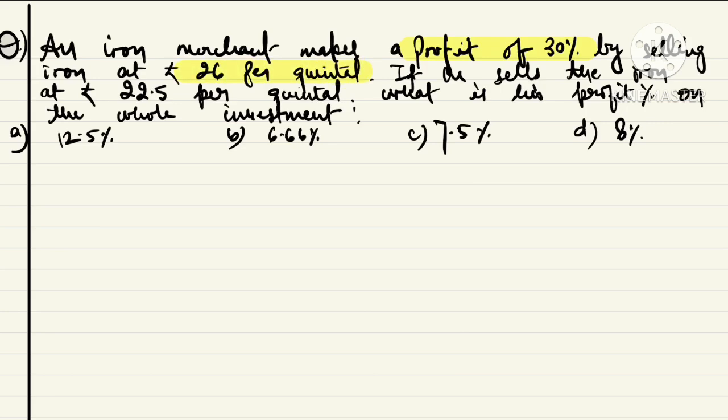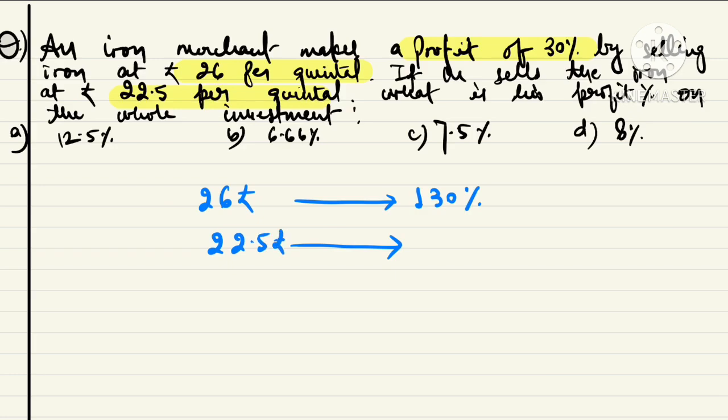If he sells the iron at rupees 22.5 per quintal, what is his profit on the whole investment? Fine. So what we can do here, selling price is given, 26 rupees, right? So by selling it at 26 rupees he makes a profit of 130%. Fine, that is 130%. So if he sells it at 22.5 rupees, what will be the profit percent?